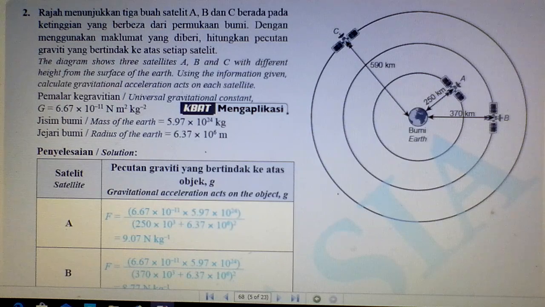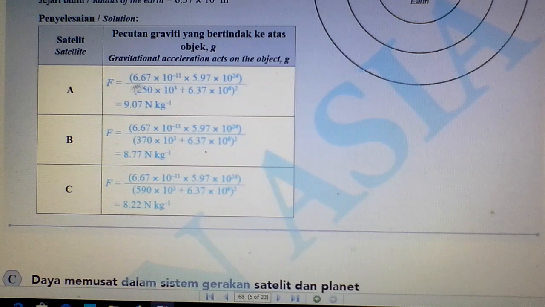So you use the same formula. At a certain height, meaning the total distance between two objects, you must take R plus H, radius of the Earth plus H. Okay, so you solve this one. You can take the final answer, then you can do it later for this one.